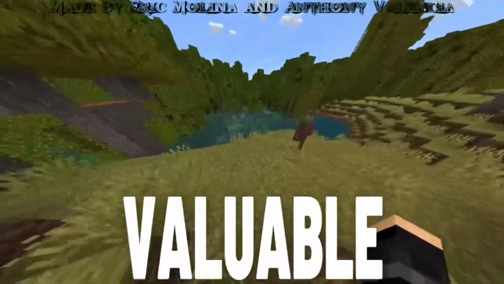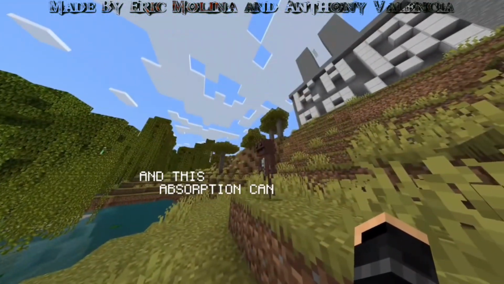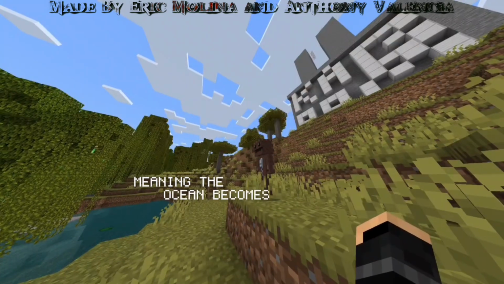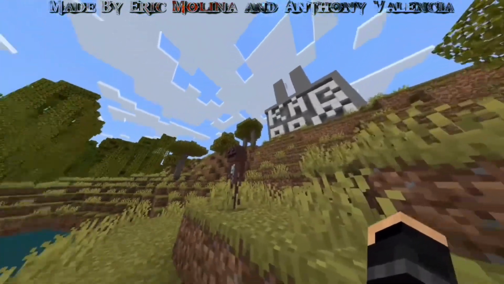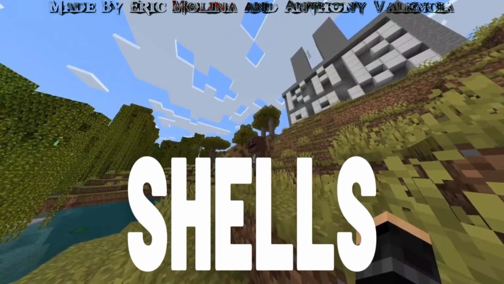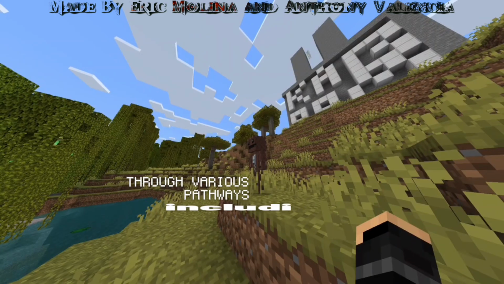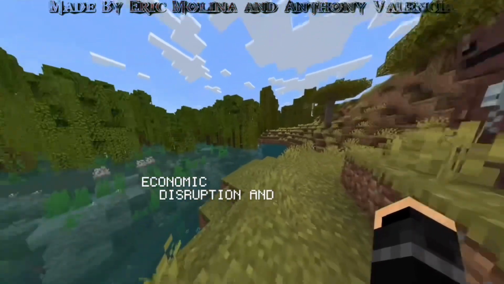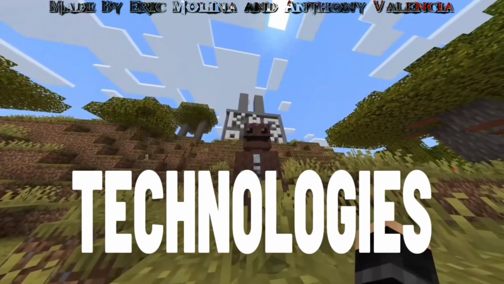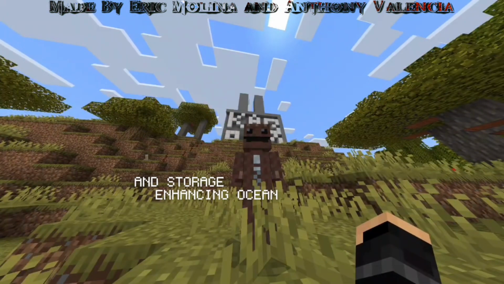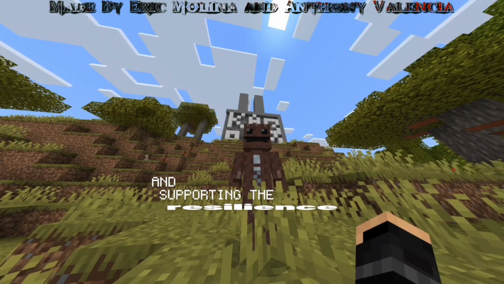My friend, let this be a valuable lesson to never burn fossil fuels near the water. It can acidify the ocean, and this absorption can lead to a decrease in pH, meaning the ocean becomes more acidic. The effect on CO3 can impact the creatures that build their shells or skeletons from calcium carbonate. This can negatively impact humans through various pathways, including food security, economic disruption, and potential health effects. This can stop if people implement technologies of carbon capture and storage, enhance ocean monitoring and research, and support the resilience of marine ecosystems.